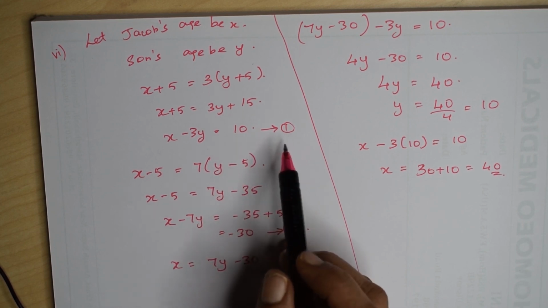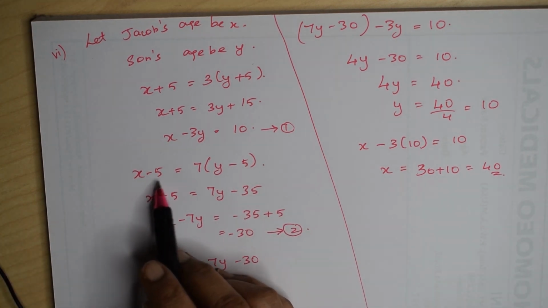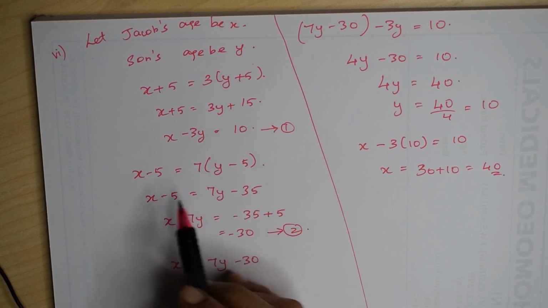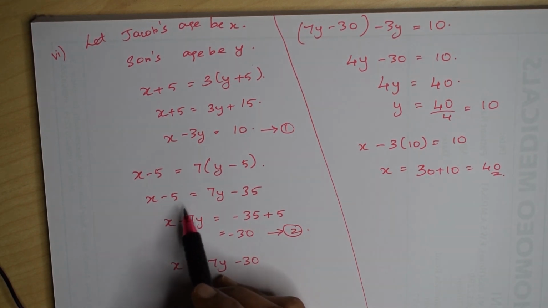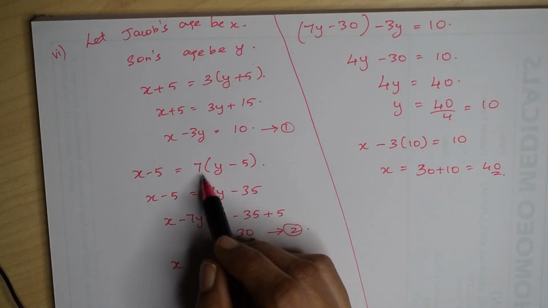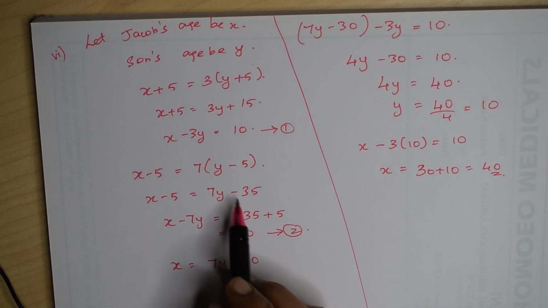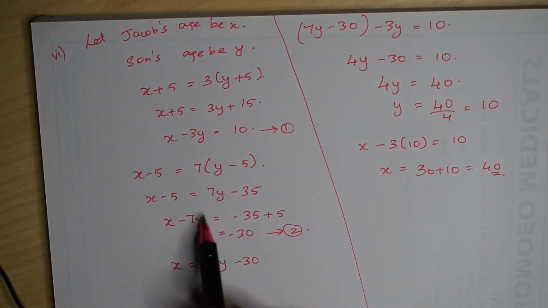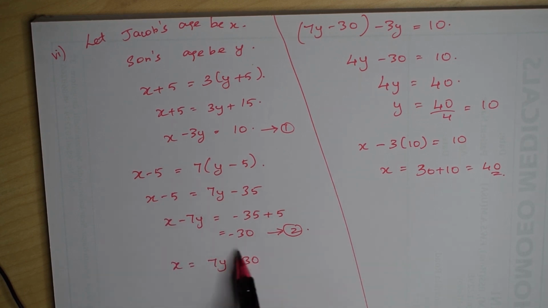And then the second part is 5 years ago, so before, so I must subtract, x minus 5 and y minus 5 here again. Then it becomes that Jacob's age was 7 times that of his son. So again I multiply 7 to the son's age, and when I equate it again, 7y minus 35, I bring the 7y to the left hand side, plus 5 minus 5 will go there as plus 5, and that equates to minus 30. So x minus 7y is equal to minus 30 is the second equation.